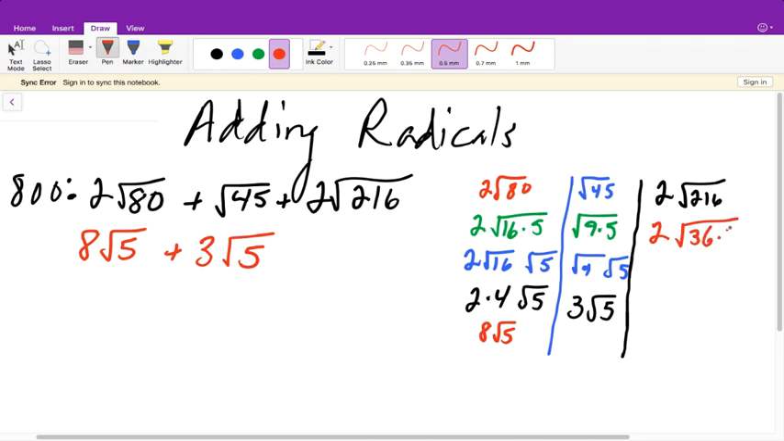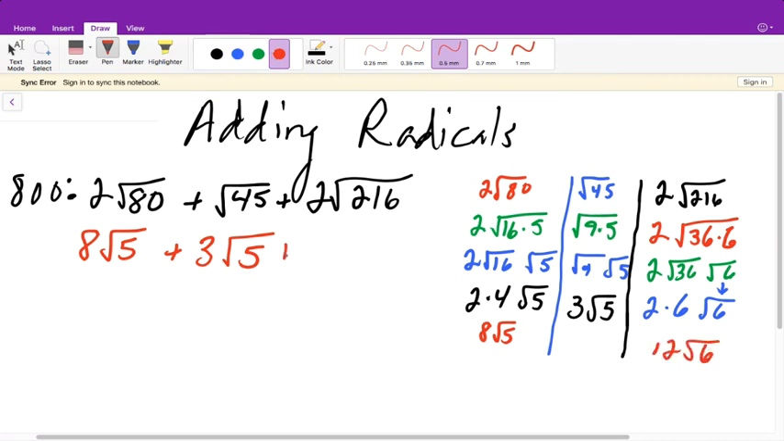We have learned cubes before, and 216 is 6 cubed. So that means 36 times 6 will give me 216. We separate them. And the square root of 36 is 6. So it becomes 2 times 6. And then this square root of 6 remains. And that will give me the final answer of 12 times the square root of 6.